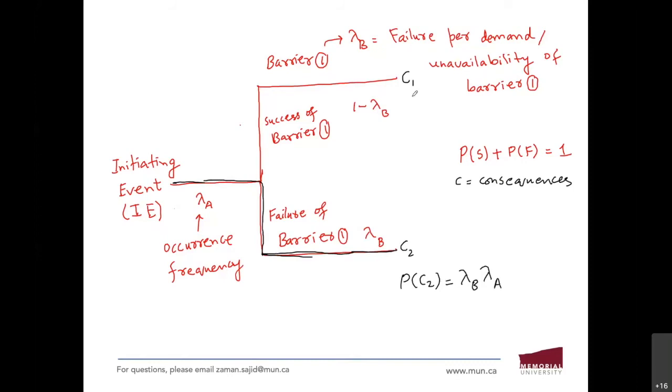The same procedure applies here for C1. The probability of C1 will be equal to my very first barrier probability, which is 1 minus lambda of b, multiplied with the next one, which is lambda of a. That's how you calculate the probability of the consequences. Folks, I need to go to the next slide, please. Just a small point before I go: if you have the occurrence frequencies, then these will be your occurrence frequencies. If you're using probabilities, then you will have these values as probabilities.